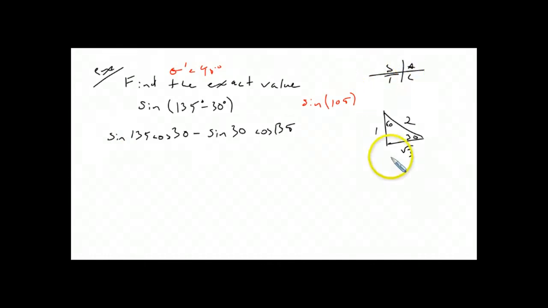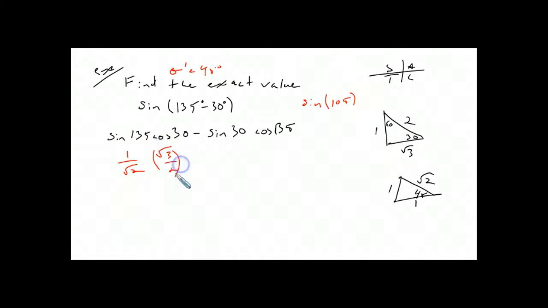Sine in the second quadrant is related to the 45 degrees. So I'm going to have my 45, 45, 90 triangle where I have 1, 1, root 2. So this sine of 135 degrees will be 1 over root 2. I'm actually not going to rationalize it. Cosine 30, I have adjacent over hypotenuse, so square root 3 over 2, minus sine 30, from the 30 degrees I have opposite over hypotenuse, so 1 over 2, and cosine of 135 degrees is going to be negative by your quadrants.